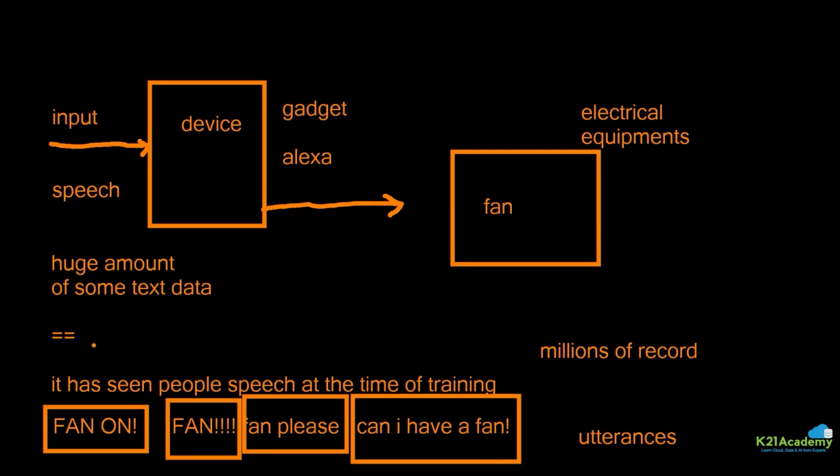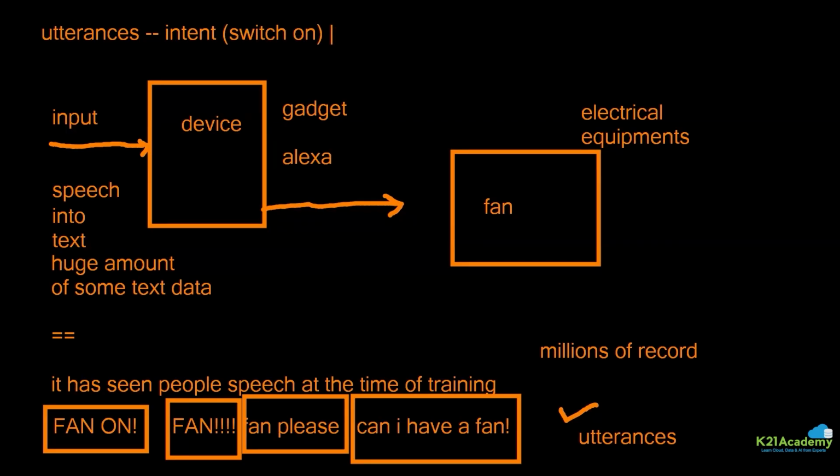Whatever the person says goes in as speech, and that will be converted into text. Speech will be converted to text, right? So whatever you speak will be converted to text and processed by the gadget. The gadget has been trained on this kind of utterances, and it understands something from the utterance. In the utterances we try to find the intent. Intent means what the user wants. So the intent of the person is pretty clear.